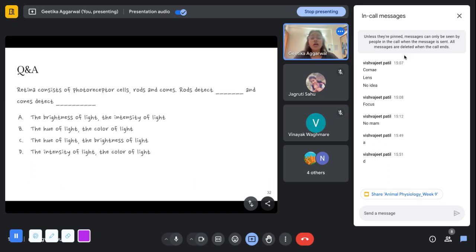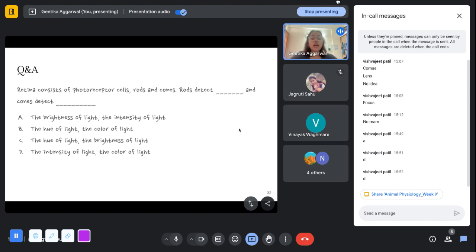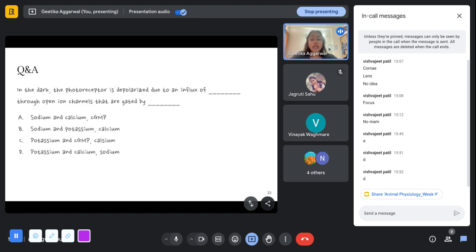Moving on, the retina consists of photoreceptor cells, rods and cones. Rods detect what and cones detect what? Option A is not correct. Vishwajit, you're correct, it's option D. The rods detect the intensity of the light and the cones detect the color of the light. In the dark, the photoreceptor is depolarized due to an influx of dash through open ion channels that are gated by dash. So, how is the dark current happening? By the influx of what? And how are these channels gated?